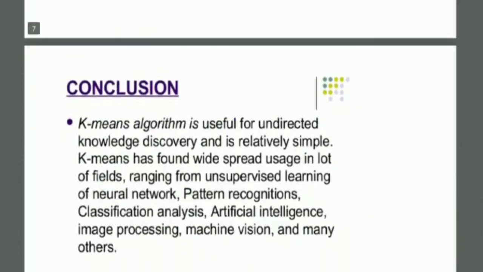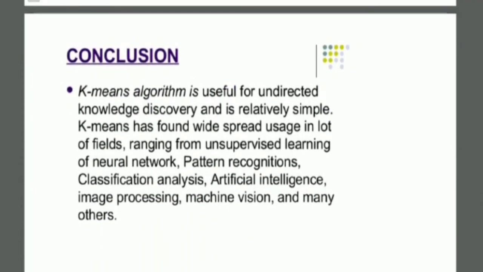Alternatively, conclusion: the K-means algorithm is useful for indirect knowledge discovery and is relatively simple. K-means is found to be widely used in fields ranging from unsupervised learning of neural networks, pattern classification analysis, artificial intelligence, image processing, machine learning, and many others.